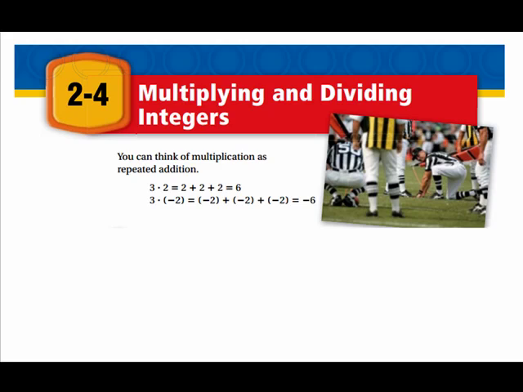Welcome to Lesson 2-4 on multiplying and dividing integers. Please turn to page 66 in your textbook.